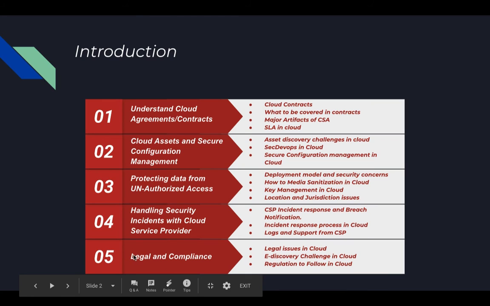Then section 5 is also very important, which is about legal and compliance. So we'll discuss the different legal issues from a jurisdiction perspective and from a contractual perspective, then we study the e-discovery challenge in the cloud, how to get the documents which are required by the law or by the court in case of some legal hearing, then which regulations to follow in cloud. So all these things will be covered in section 5.